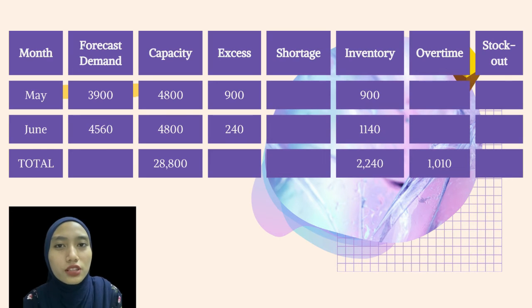Next for June, 4,560 minus 4,800 and we get 240 excess. So the 900 from the previous inventory column plus 240 and we get 1,140 for the inventories column in June. So the total for capacity is 28,800. Meanwhile, inventory is 2,240 and overtime is 1,000. Then that's all from me and I will pass this presentation to the next presenter. Thank you.